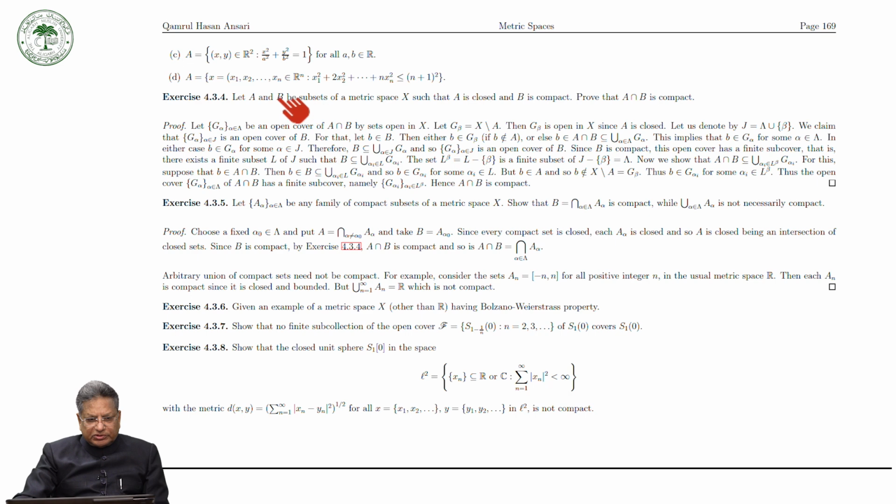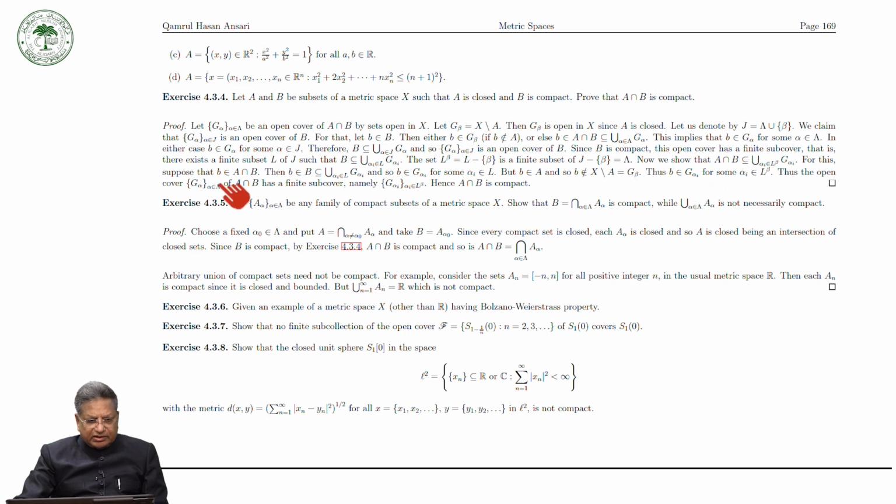Because we are assuming that B is a compact set, this open cover has a finite subcover, that is, there exists a finite subset L of J such that B is a subset of the union of G alpha i, where alpha i is in L. Set L beta equal to L minus beta, which is a finite subset of J minus beta, which is equal to lambda. Now we show that A intersection B is a subset of the union of G alpha i, where alpha i lies in L beta.